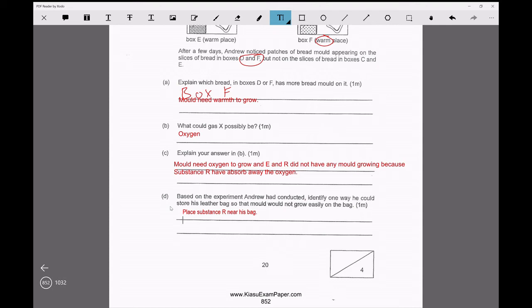Unless you keep the bag in a place tightly sealed, no air, no nothing. So the other answer will be the better answer. Since you cannot remove oxygen, because oxygen is all around us, the other alternative based on what we have seen from question A is that you can place it in a cooler place. I mean it will still grow, but it will take a long time to grow because there's no warmth. So put it in a cooler place.